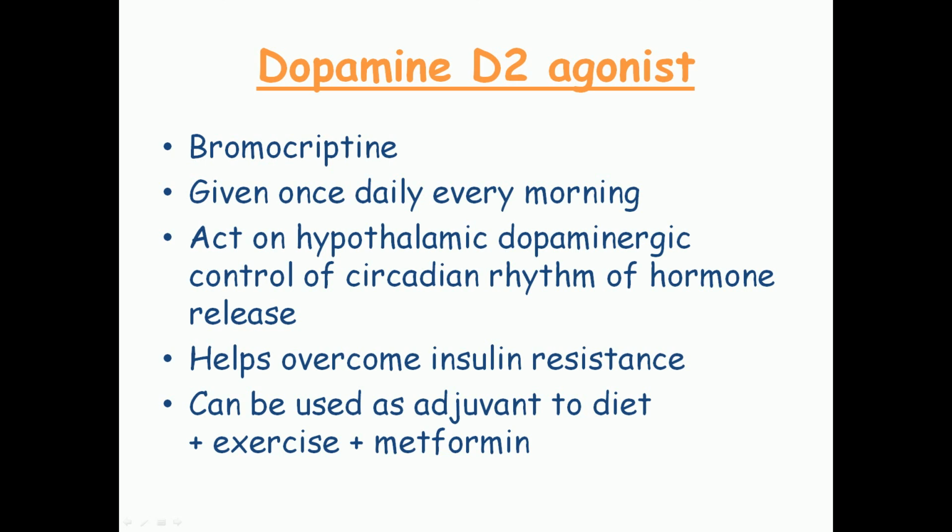Now, dopamine D2 receptor agonist. The drug which is included in this group is bromocriptine. It is given once daily every morning. That's sufficient. And the mechanism of action is that they act on the hypothalamic dopaminergic control of circadian rhythm of hormone release. They control various hormone release, such as ACTH and a few other hormones which are released from the hypothalamus. By doing so, they indirectly help to overcome insulin resistance. So they can be used as adjuvant to diet plus exercise plus metformin.